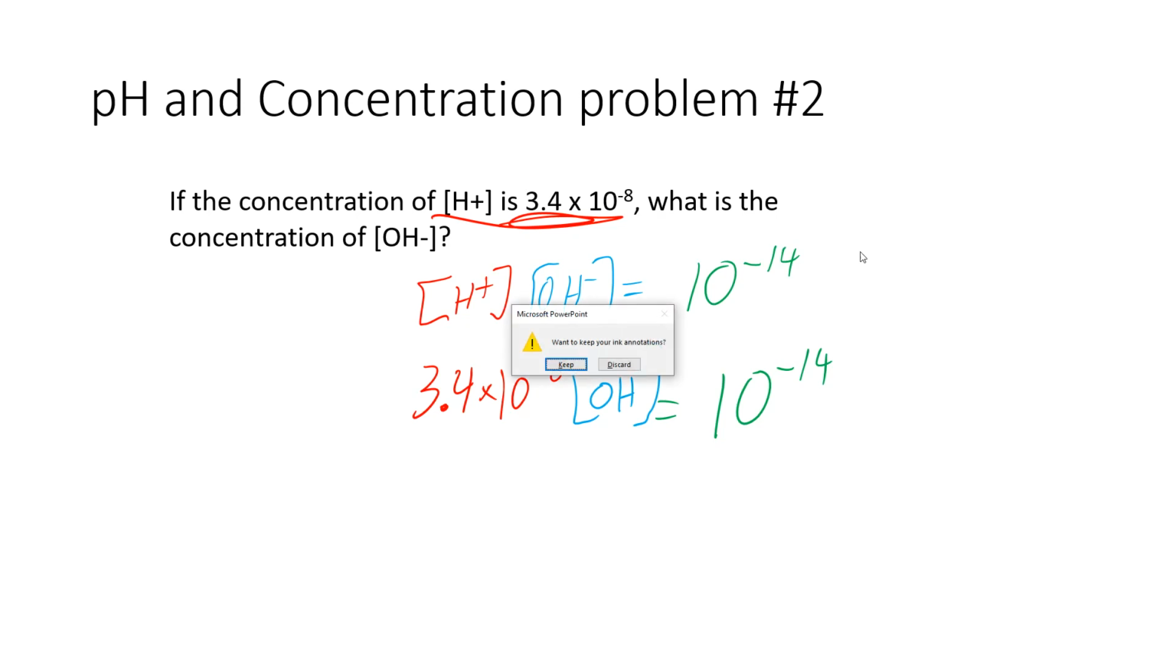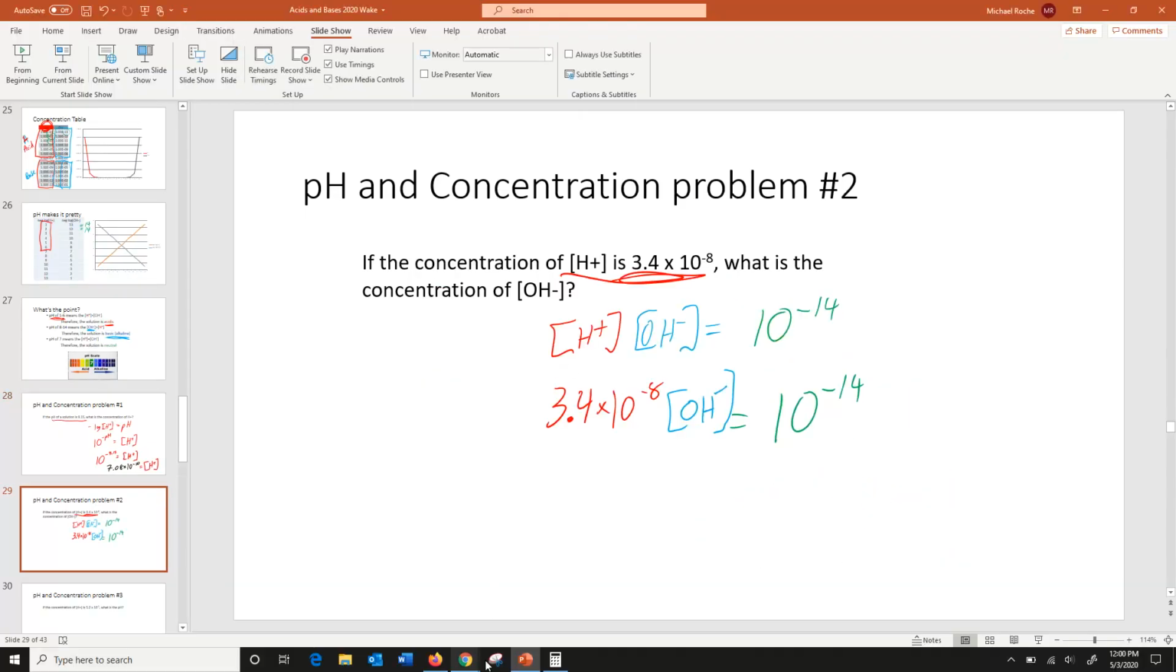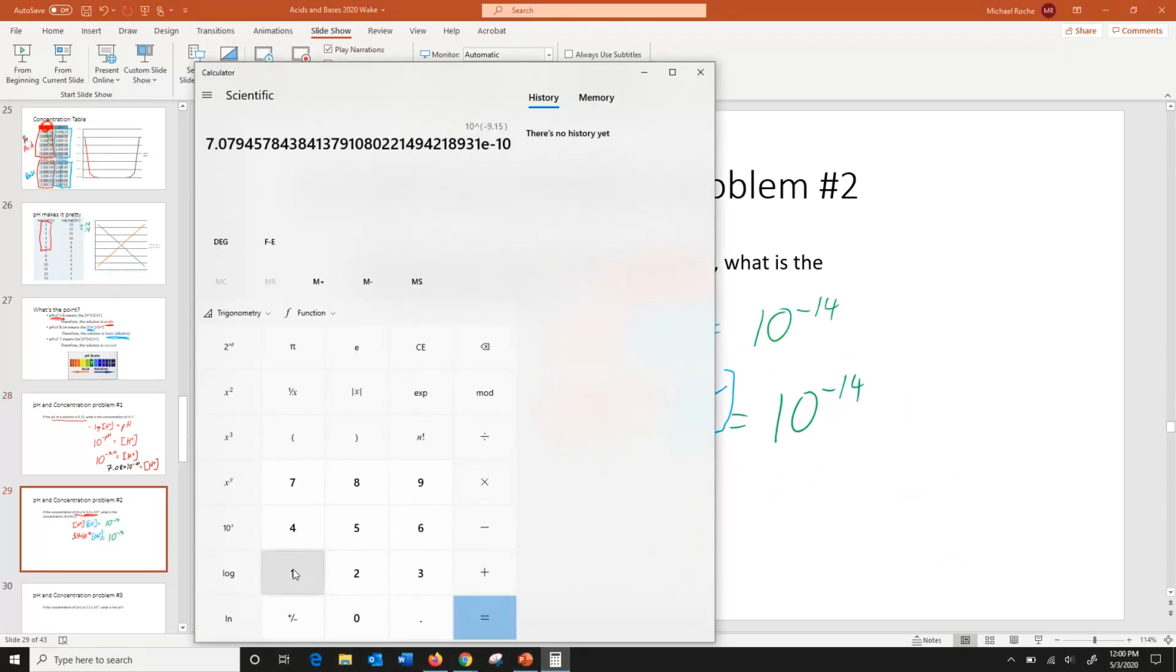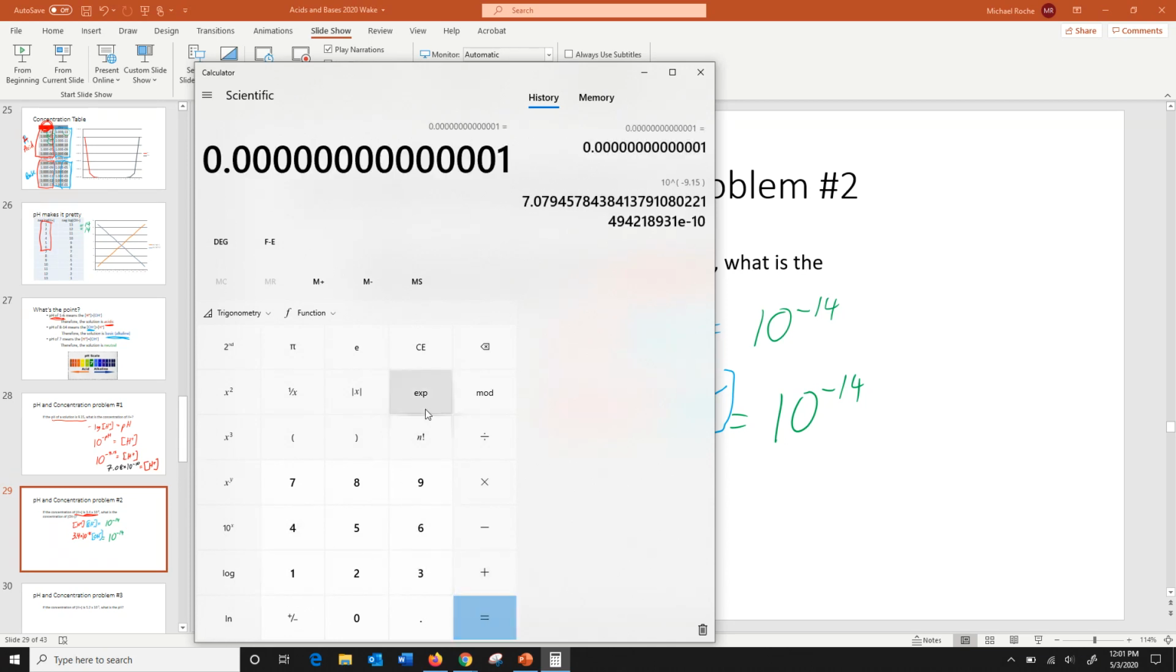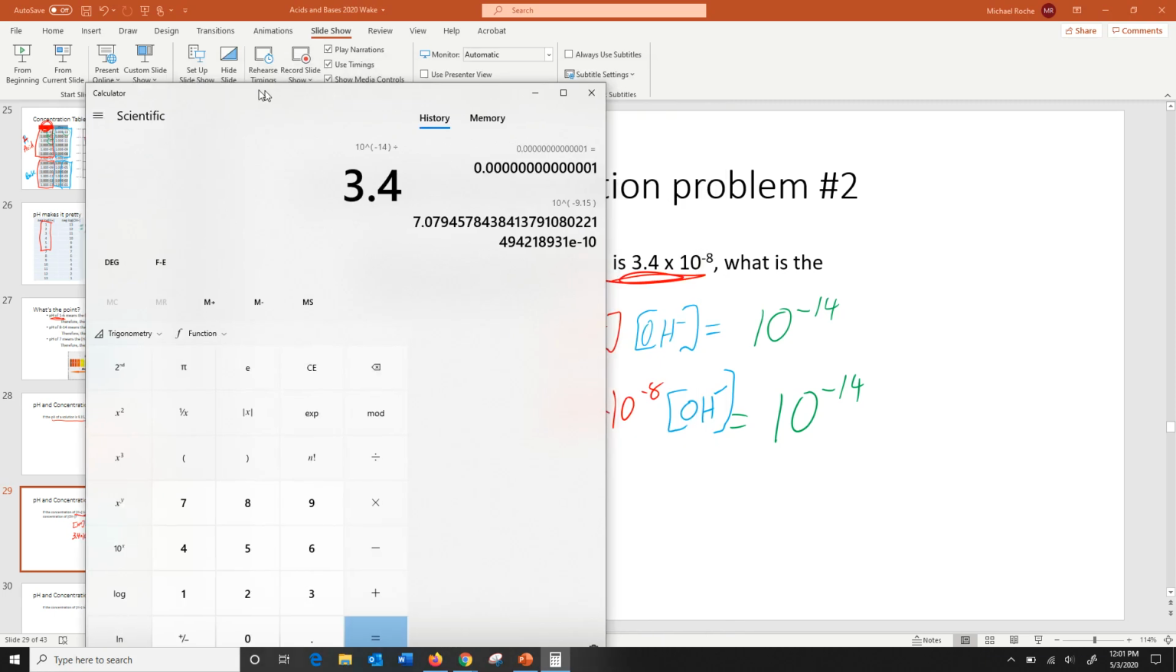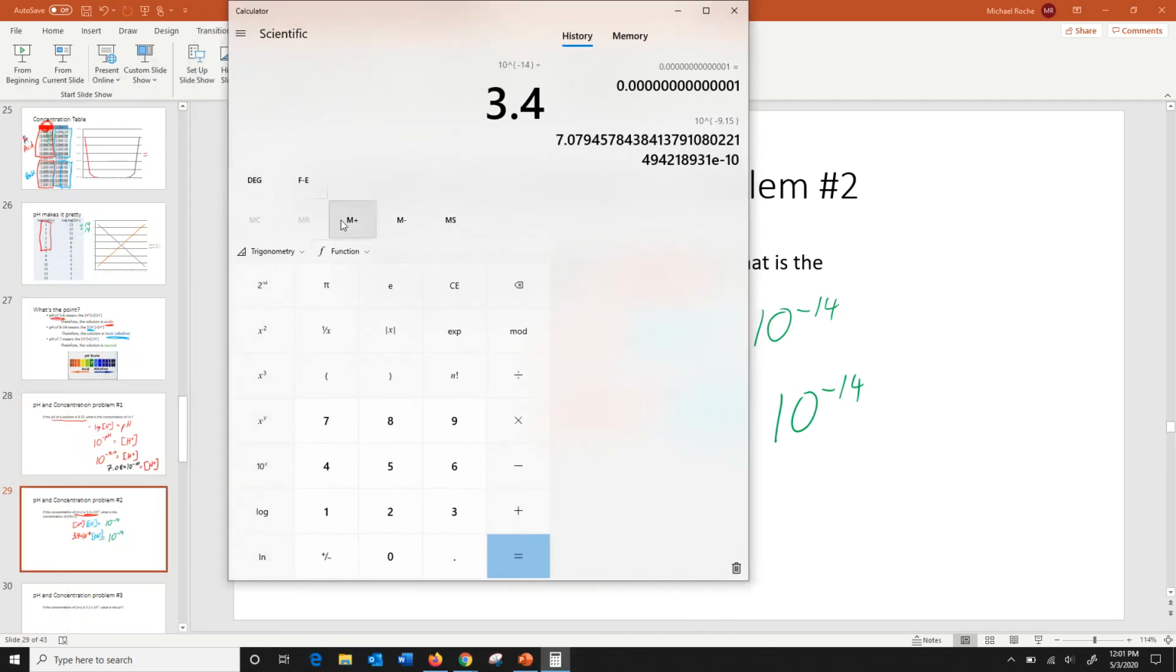So again, let's look at how we would do this on our calculator. There are a couple of things we could do. We could either do 1 exponent negative 14, right? That's 10 to the minus 14. Or if you have this button, you can put 14, make it negative, and raise that to the power of 10. And we're going to divide that by 3.4 times 10 to the minus 8. So exponent negative 8.